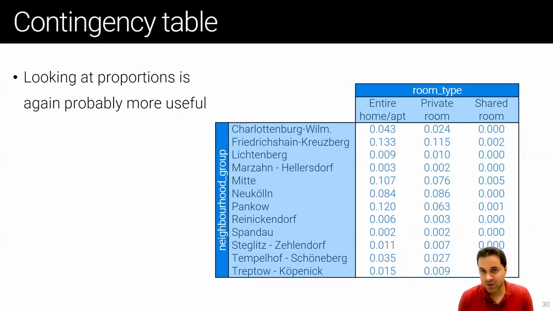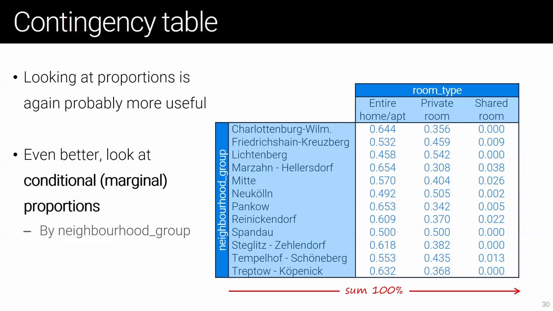Now, it's useful to look into these percentages, but it's more useful if we look into conditional percentages, or conditional marginal proportions. The idea is that if we take rows, then each of them is going to sum to 100%. So in this case, we're looking at the distribution of room type by neighborhood group. Let me give you an example. Let's talk about Spandau. 50% of the observations in Spandau belong to entire homes, and 50% belong to private rooms. There are no shared rooms. If we look into Mitte, 57% of them are entire homes, a little over 40% are private rooms, and just under 3% are shared rooms. So this is telling us the distribution within each of the neighborhoods.